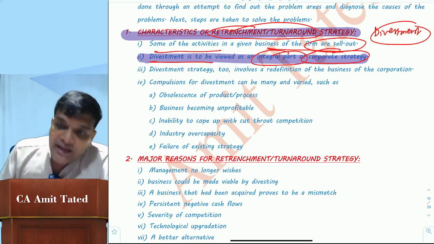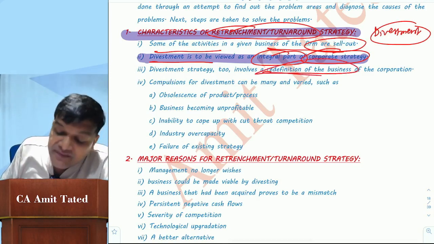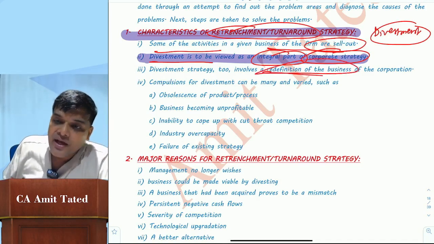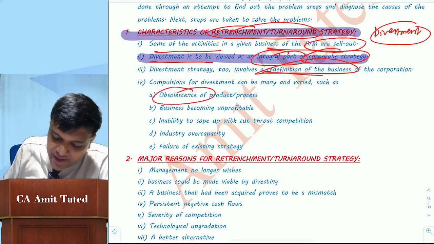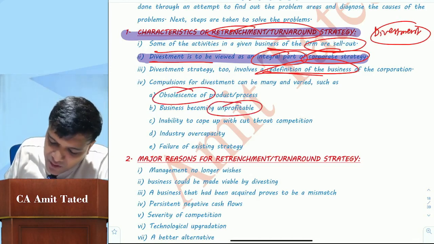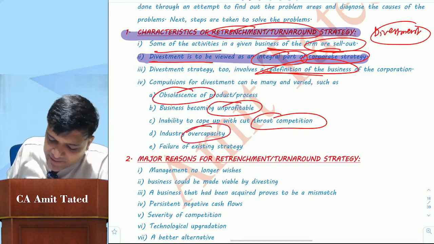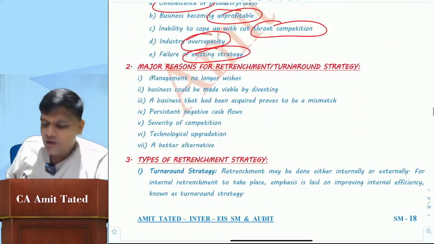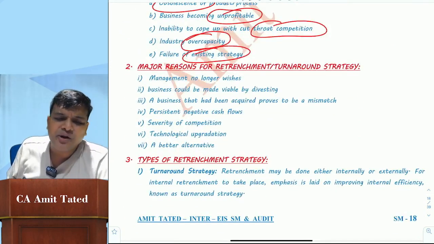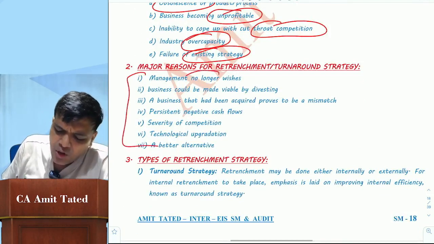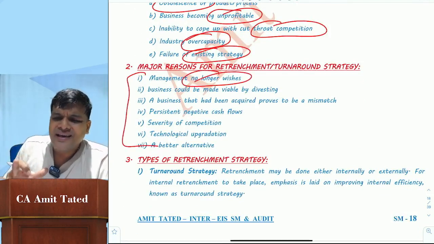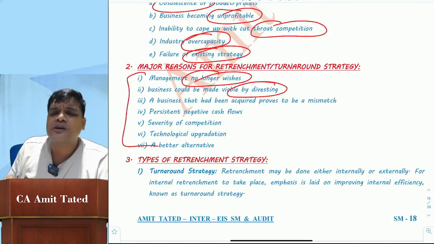Next point. Divestment strategy also involves redefinition of the business, because you are changing the business. Divestment should be done when the product is obsolete, the business is becoming unprofitable, competition is very high, there is overcapacity, or the existing strategy has failed. So what are the major reasons why you should go with this? Similar answer: management does not want to continue, I want to end. Second point: divestment is the only option to continue.